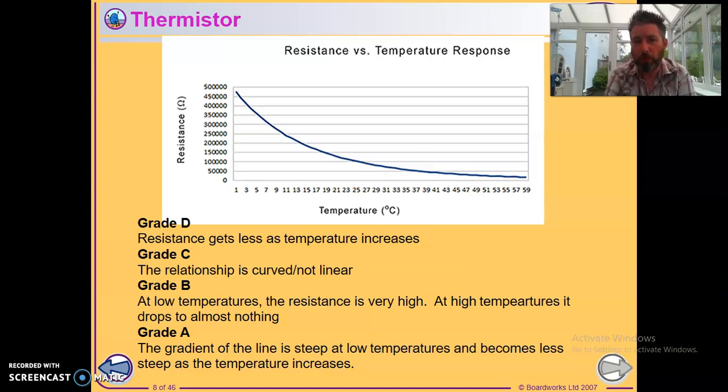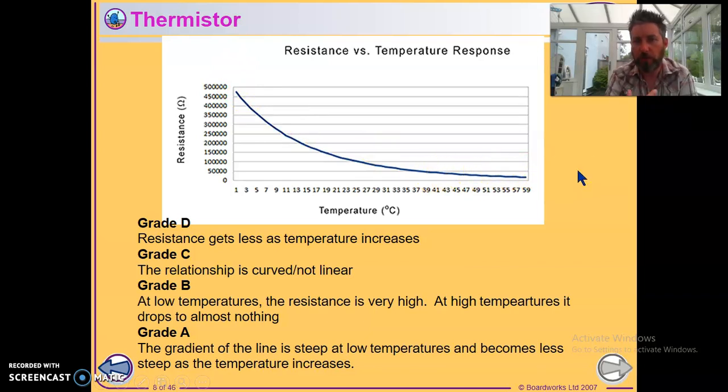But in more detail, you can see the line of best fit is a curve. It's not linear. So that means that not only does the resistance change, but the way the resistance changes varies. At low temperatures, you've got a very high resistance. At high temperatures, it drops right down. This has got a steep gradient here, whereas here it's much, much more shallow.